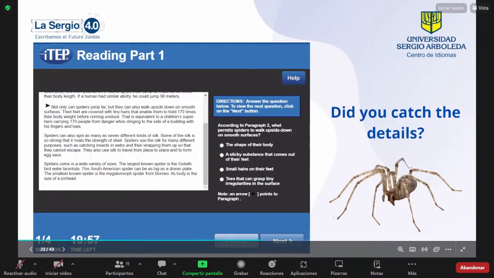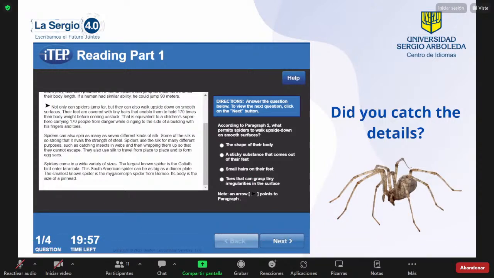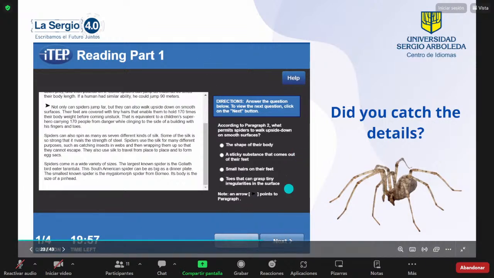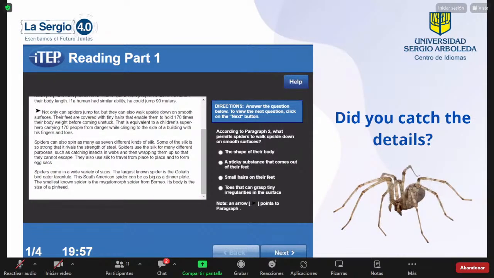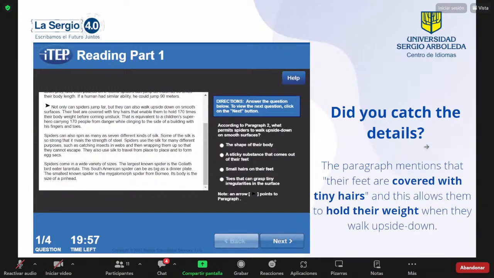Okay. Ready? So please, guys, A, B, C, or D. What would be the answer? That is, we're catching details, specific information. Okay, so all of you answer C. Let's see. And the answer is C.